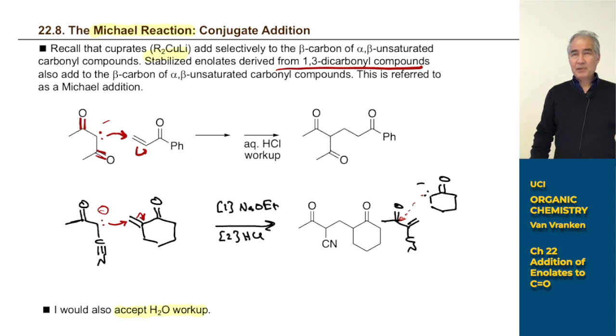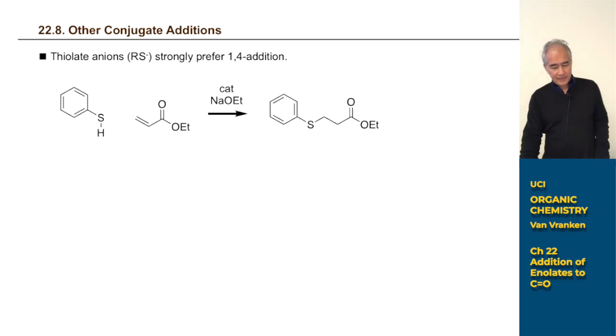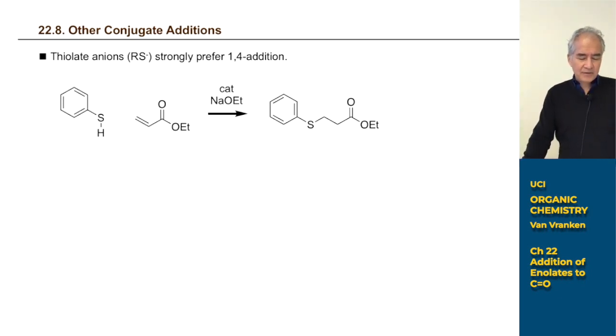Let me show you one other example of a type of species that adds selectively to beta carbons of enones. So these stabilized enolates add to enones. Cuprates add to enones at the beta carbon. I'm going to show you one other special nucleophile that will add selectively to the beta carbon of an enone. And that is a thiolate anion. And this turns out to be an important reaction for biology because cysteine thiolate anions, one of the 20 ribosomally incorporated amino acids is cysteine. When cysteine forms anions, cysteine's very acidic, pKa of about 9. So cysteine anions will do a lot of 1,4 addition reactions under biological conditions.